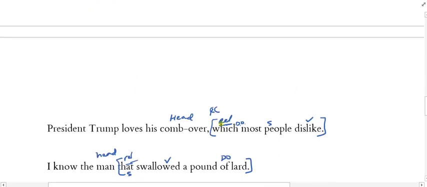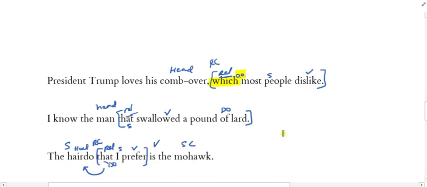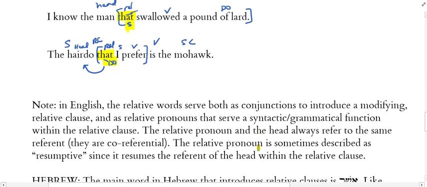Over here, which not only introduces the relative clause, but it also has a syntactic or grammatical role here. It is the direct object inside the relative clause. That, in I Know the Man That Swallowed the Pound of Lard, not only introduces the relative clause, but it has a syntactic role or function as the subject inside the relative clause. And then finally, the word that in That I Prefer not only introduces the relative clause as a conjunction, but it also functions as a direct object. That is its syntactic or grammatical role or function. So in English, this happens. The relative word is a conjunction, and it also serves a syntactic or grammatical function also.